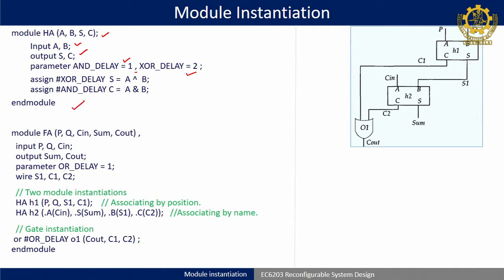So, this we discussed already for half adder in previous classes. While doing the full adder, let us say this is the full adder with P, Q, sum, Cout and also Cin. These are my inputs and outputs respectively. Now what I have done is declare a parameter as OR delay. Now OR delay is 1. So, where are C1, S1 and C2? Now we need to do the connection.